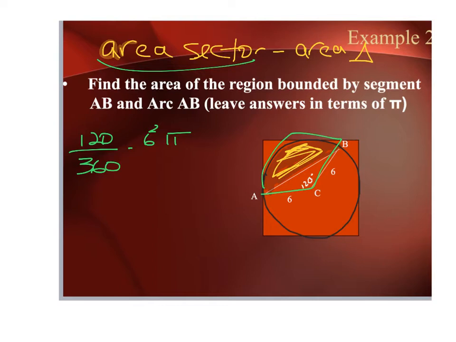So 6 squared is 36 pi. And then here, if I cross off the zeros, now I'm at 12 over 36. Notice I can simplify the 36's. So the area of my sector is going to be 12 pi. So far I've got that part. Now I've got to work with that triangle. Now, yesterday we talked about the formula for area of a triangle, and it was base times height divided by 2, or 1/2 base height.